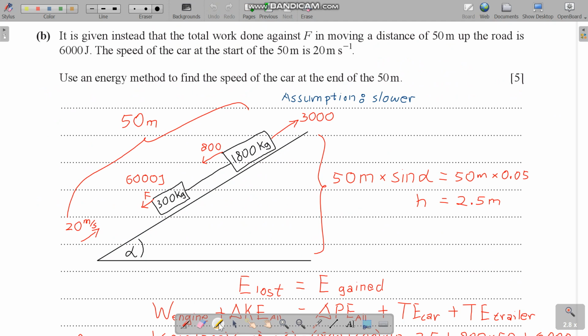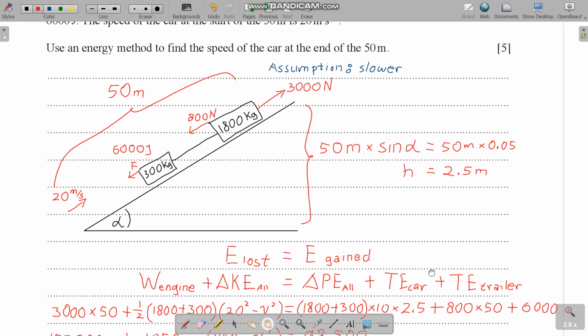Now this is the energy question. The total work is 6000 and it's going 50 meters up the slope. From this 50 meters and this alpha, we know that the vertical distance traveled is 50 times sine, which is 2.5. And we know that the initial velocity is 20 here. And we know that the work done by the resistance force is 6000. And we know the resistance force on the car and the 3000 newton force of the trailer. Okay, so the question is to find the speed of the car at the end of the 50 meters.